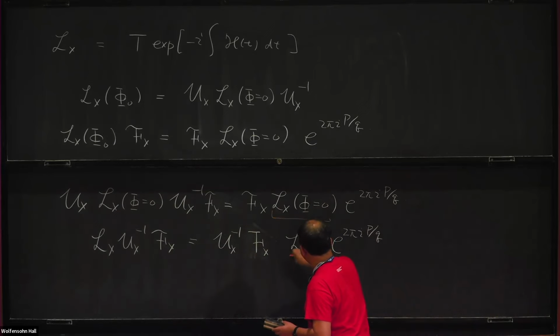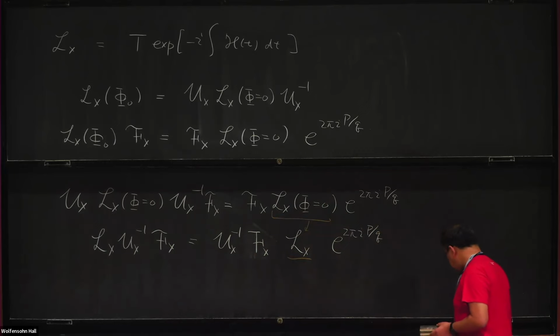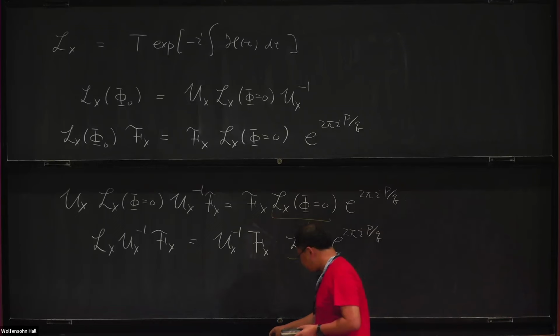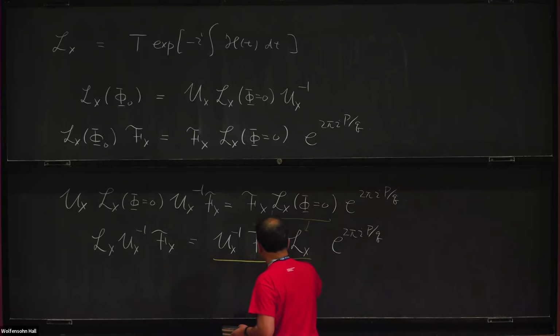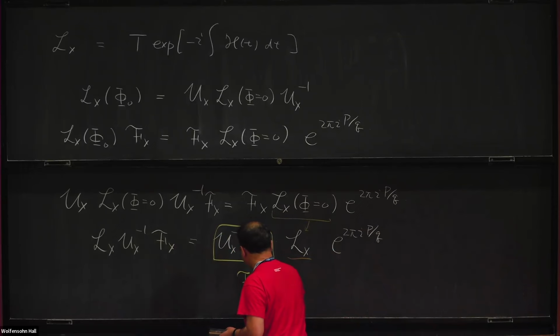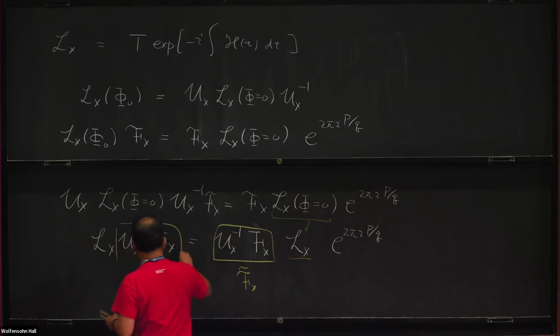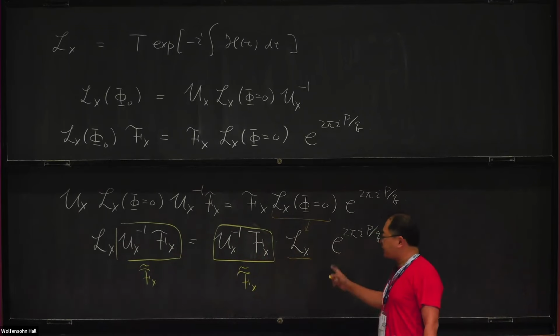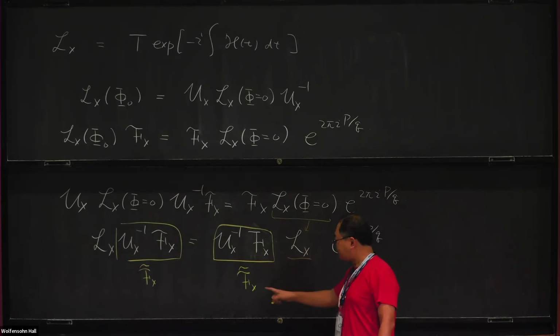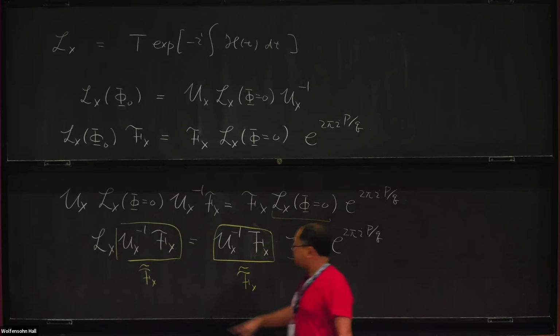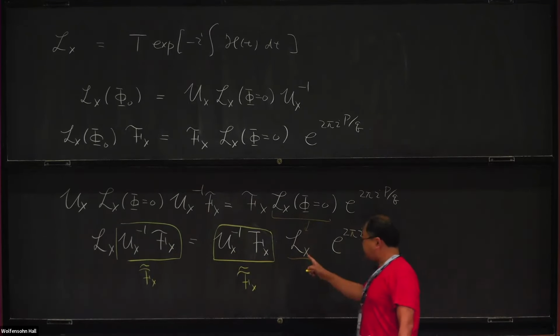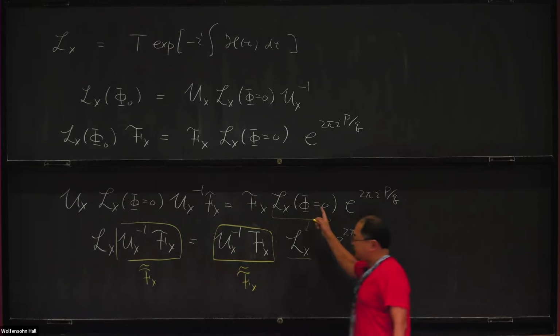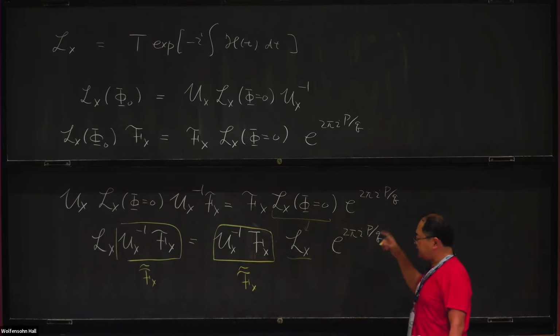And now we can define a new operator that is Ux inverse times Fx, and maybe we can define this as Fx tilde. So this is again Fx tilde. In this way, now this shows a commutation relation between the same set of operators, Fx tilde and Lx. So Lx times Fx tilde does not quite agree with Fx tilde times Lx. And now this Lx and Lx are the same operator, the process with zero background gauge field. And you have this factor.